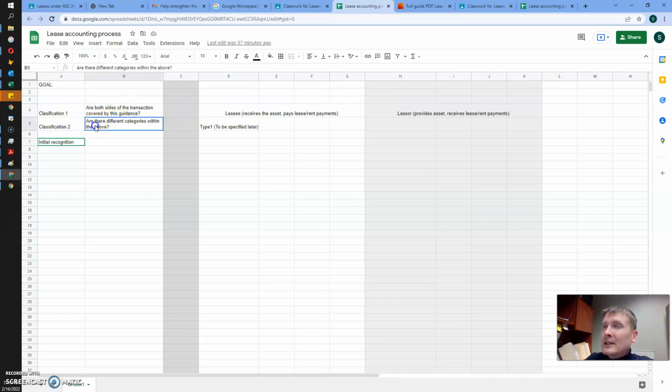Then we have second level. Are there any different categories of leases within these ones? So now I put type 1 here, type 2. We assume there are several. On the next hour steps, we will be more specific about that. Then initial recognition. What questions will you ask here? For example, what is debit and credit? How do I calculate debit, credit? So you need to come up with some questions about how are you going to address that problem.